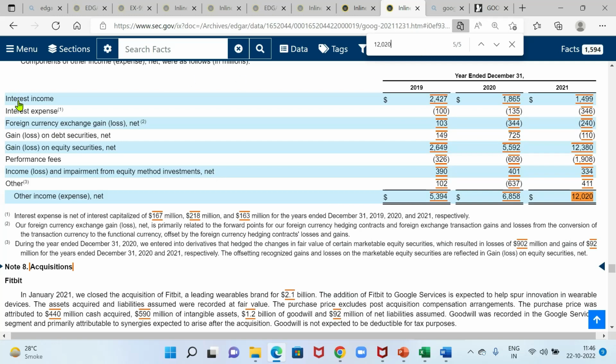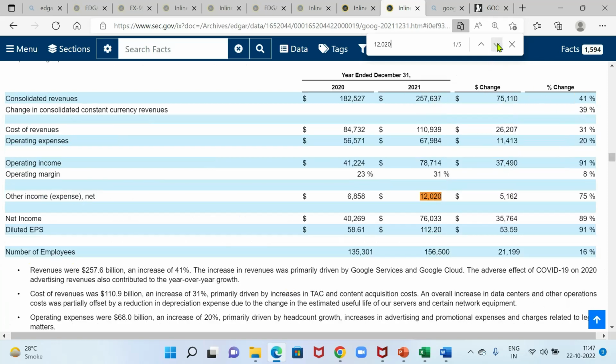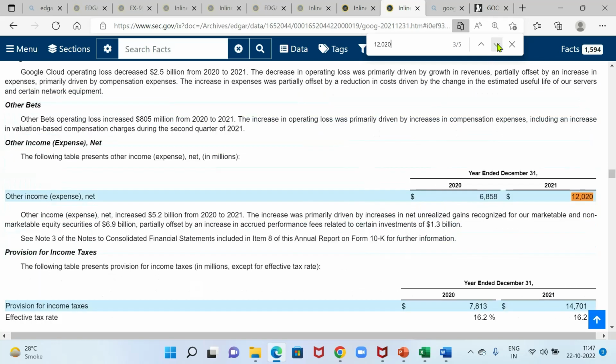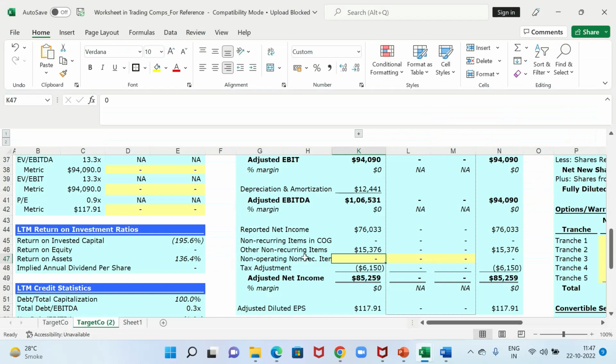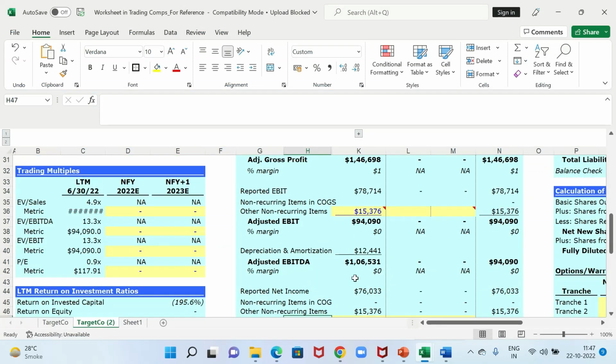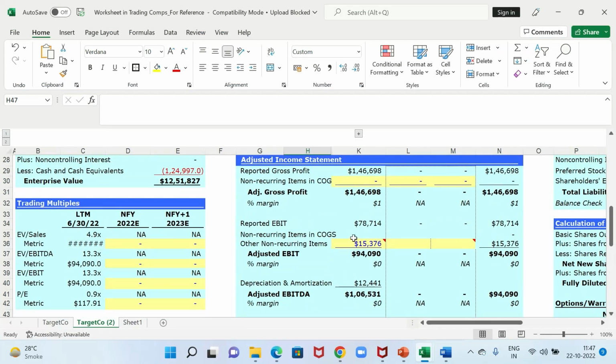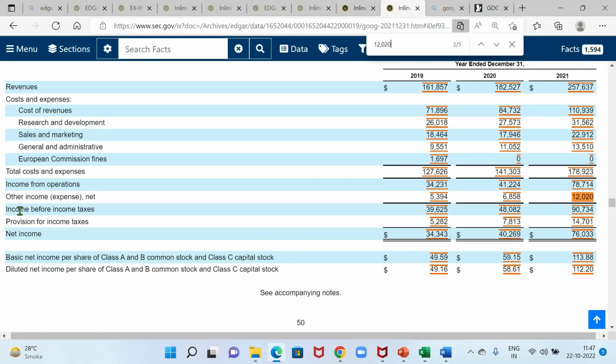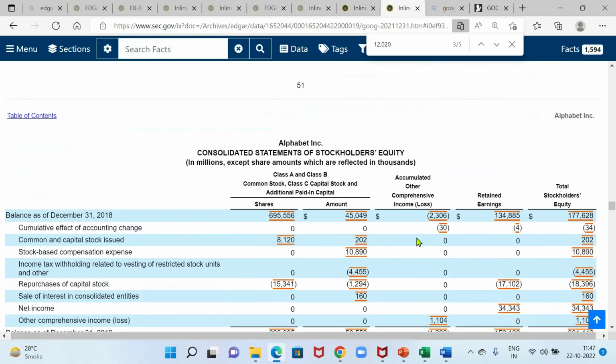See, it is a part of here. There is a gain on debt, gain on equity. Since we are just computing EBITDA right now, we will come back to EBIT later. For EBIT, it is not included. It is below the line item, below income from operation. Hence, there is no adjustment that we need to do here.